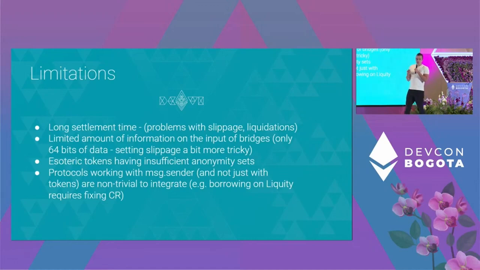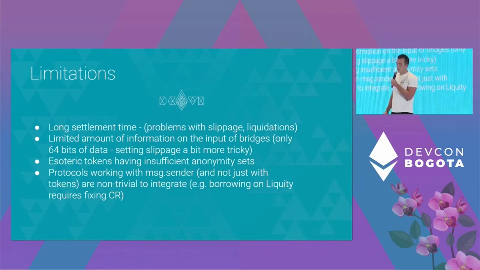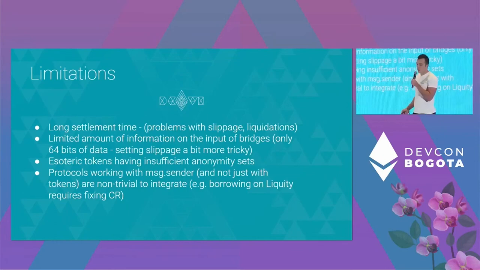So for example, when you trade on Uniswap, you define this slippage parameter, which basically protects you from MEV bots exploiting you, or in general, it can protect you from market movements. And the longer settlement time can also cause issues with liquidations, because if you are close to being liquidated and you need to exit the position quickly, that is problematic. But you can always pay for the instant settlement. Then there is the limitation by the amount of data which can be on the input.